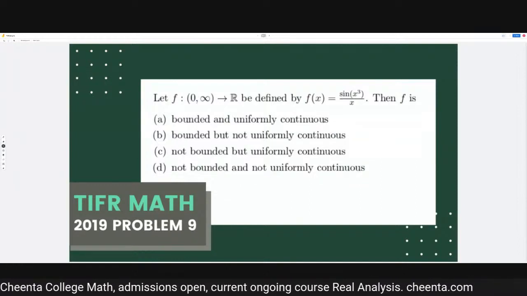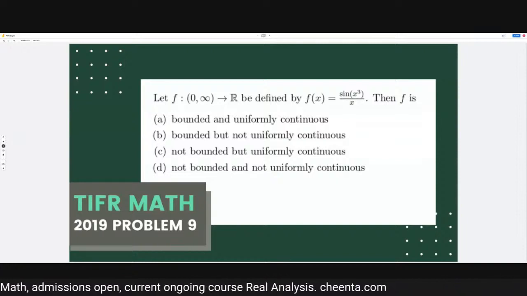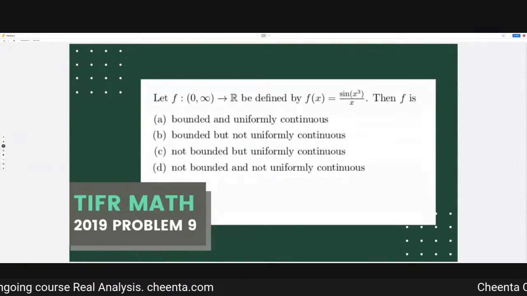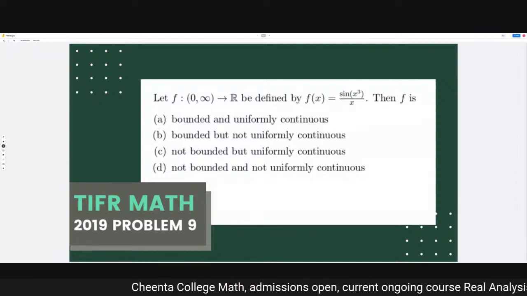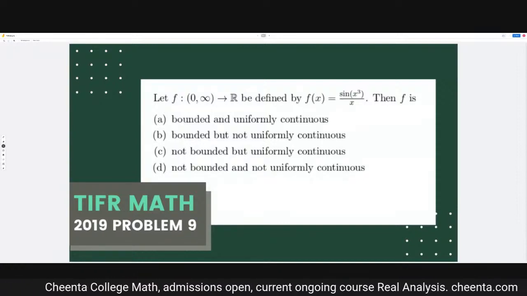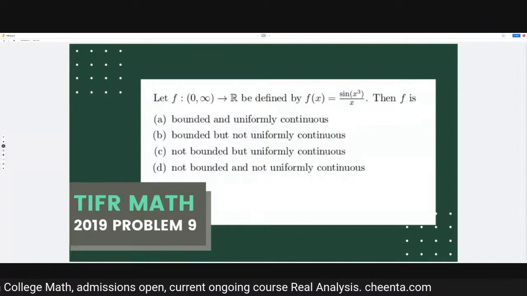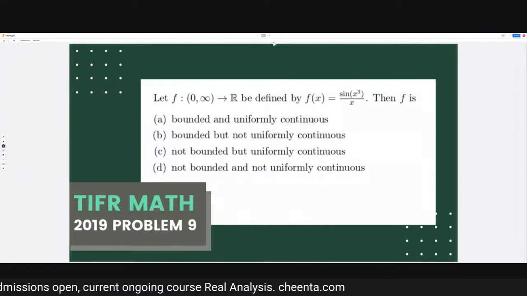What I'm saying is that if it at all has a boundedness problem, then it would be in a neighborhood of 0, because sine x cubed is always bounded, right? So the only problem that it can make is the 1 by x portion. So we will see what happens at limit x tends to 0. If the limit as x tends to 0 exists, then it is of course bounded.